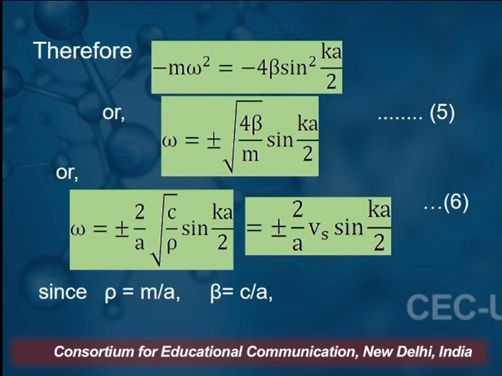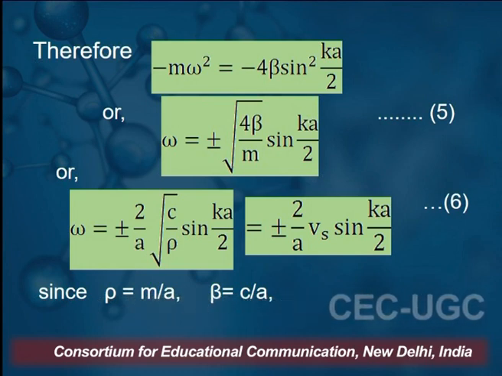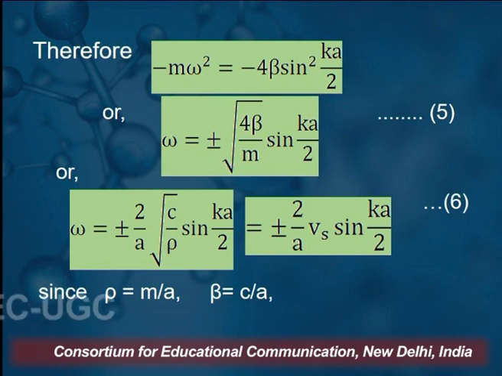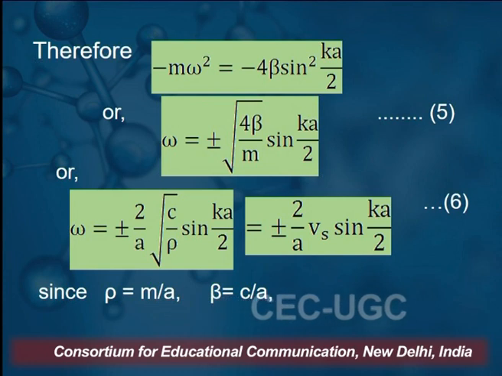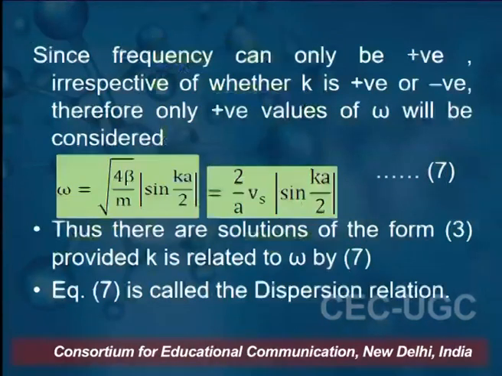In this case, I can also write it as omega equal to plus minus 2 by a under root of c by rho into sin k a by 2. Also, I can write it as plus minus 2 by a Vs sin k a by 2, because we know that rho equals m by a, where rho is the density, and beta is c by a.